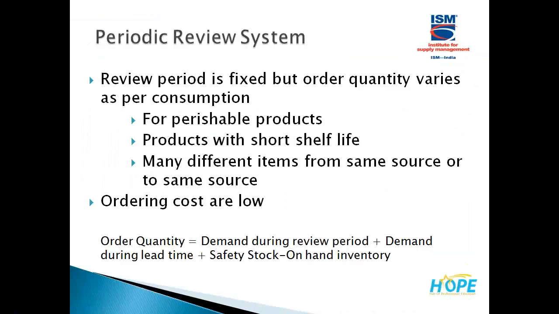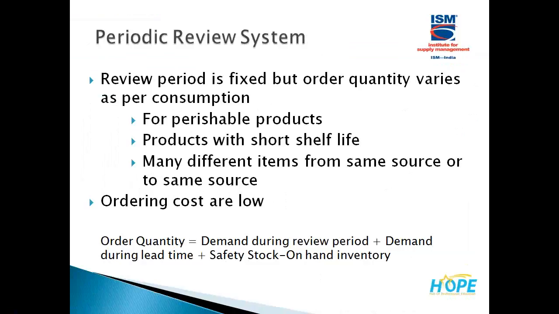There's another system called the periodic review system. In this system, the period of reviewing the inventory and placing the order is fixed, but the quantity can vary. Generally we use it for perishable products or products with a shorter life, or in case there are many different items we can order from the same source.